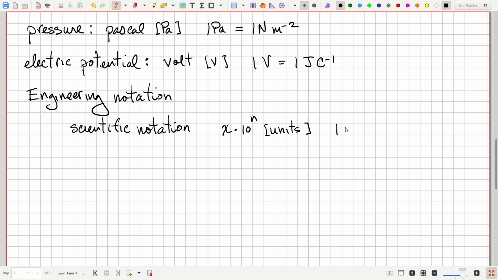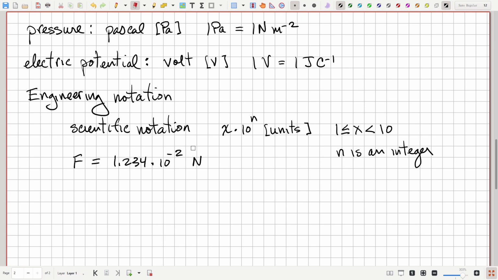And x is a real number between 1 and 10, and n is some integer. It could be positive or negative or 0. All right, so we might have, for example, a force of 1.234 times 10 to the minus 2 newtons. Okay, that would be scientific notation. The exponent n we can call the order of magnitude of the quantity.